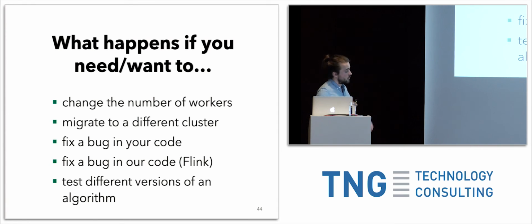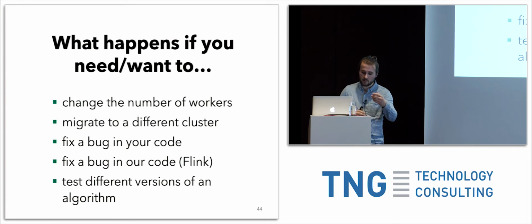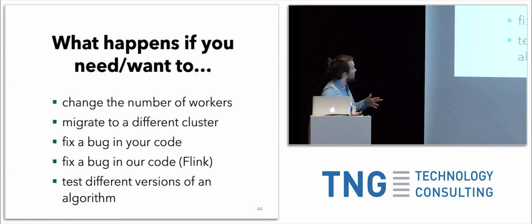Then if you have your program running on one cluster, and this cluster is getting old, or some machines are failing, you might want to migrate the program to a new and better cluster. Or you discovered you have some bug in your code, so you're incorrectly counting things, or your transformations are incorrect, or there might be a bug in Flink. Or you might simply want to test different versions of the algorithm on the data at the same time.